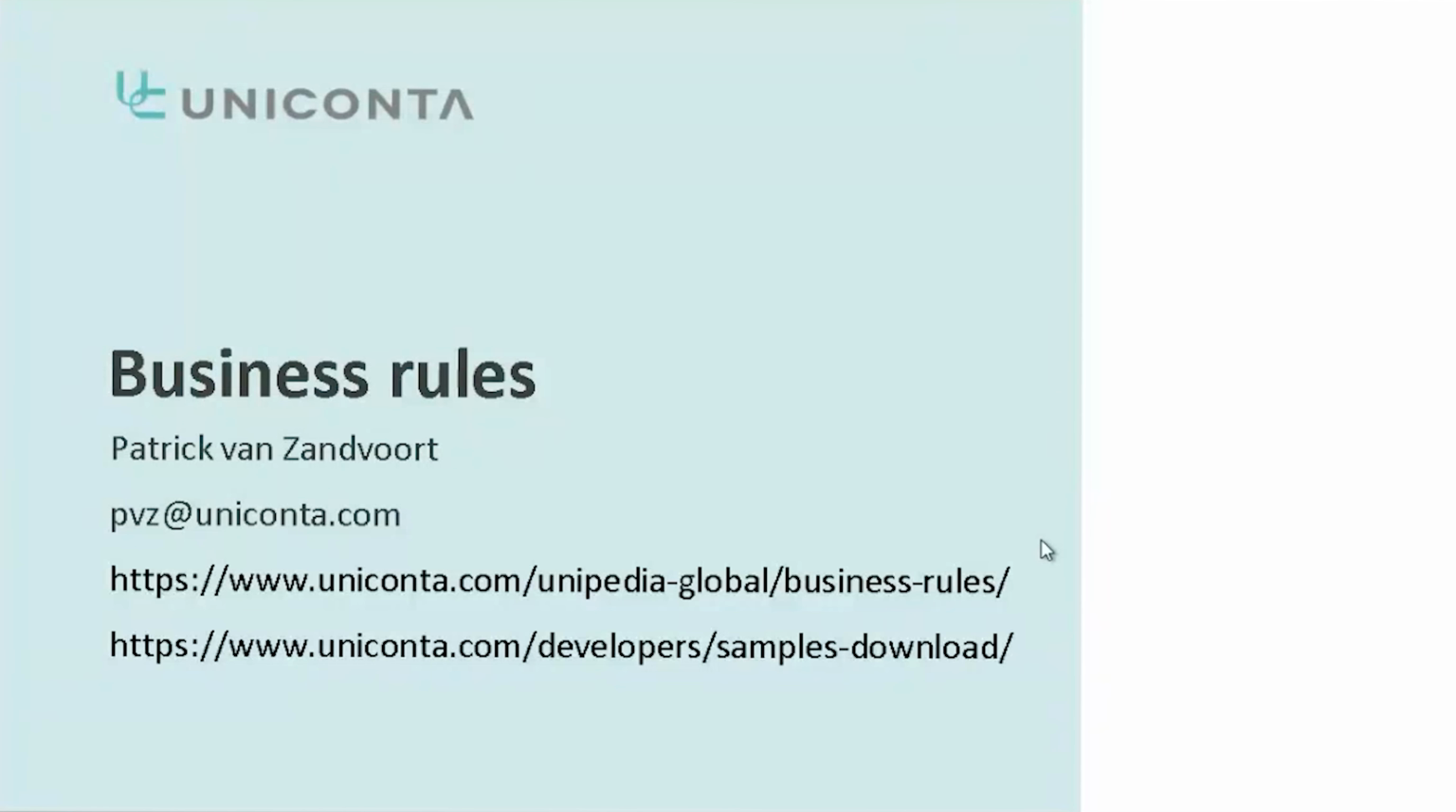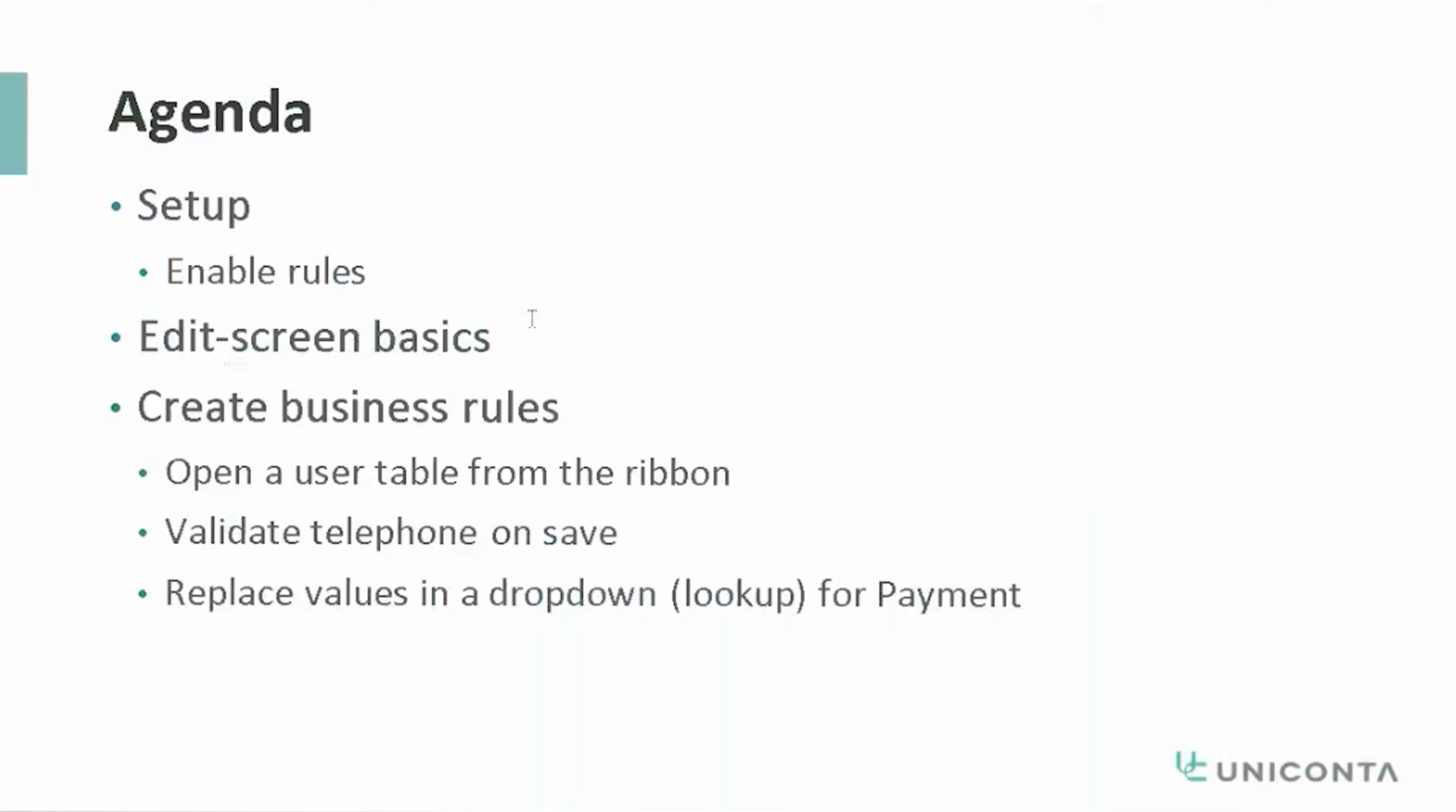I've shared a couple of links with you guys, which are on the screen. One is to the user manual, and there will be a sample download for a business rule function plugin later on. So you can write your own custom functions for the business rules. Not the rules themselves, but what to do with a rule. I've set up a small agenda. I will show you how to enable them, the screen basics, and we will create 3 examples just to get you going.